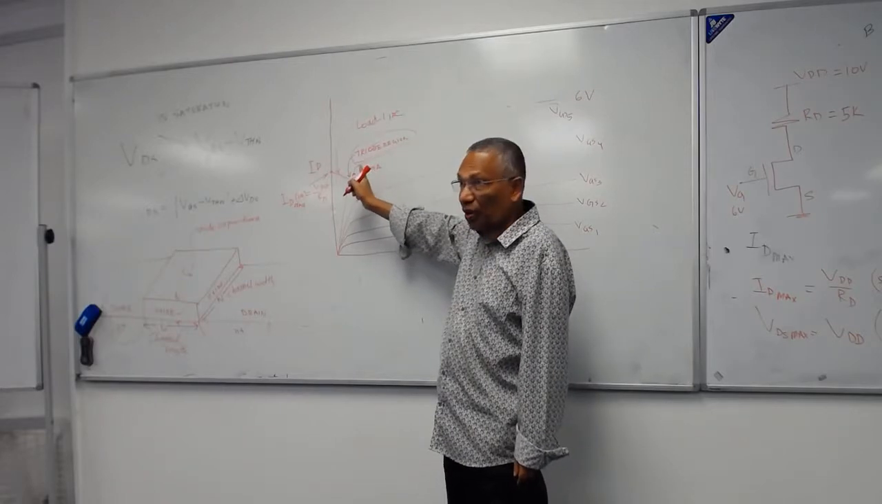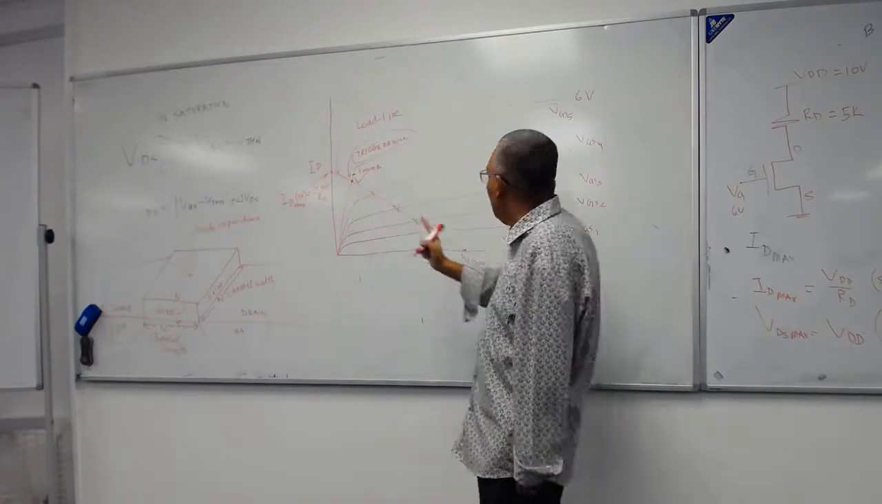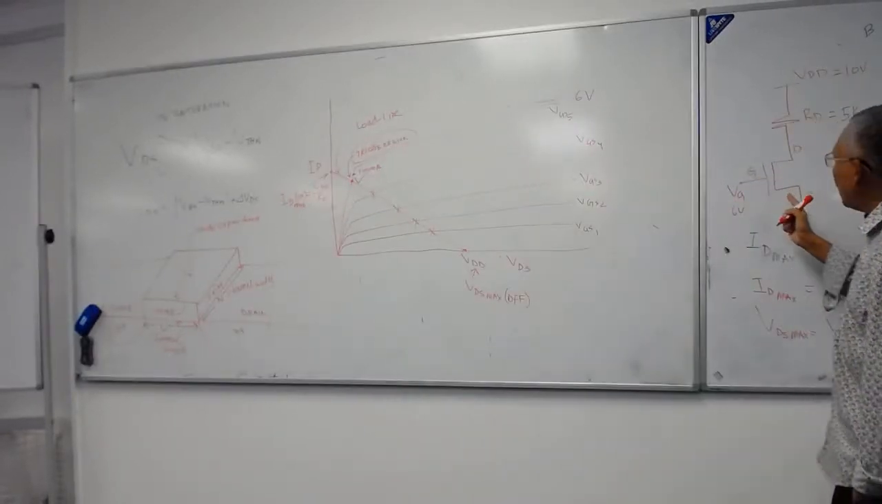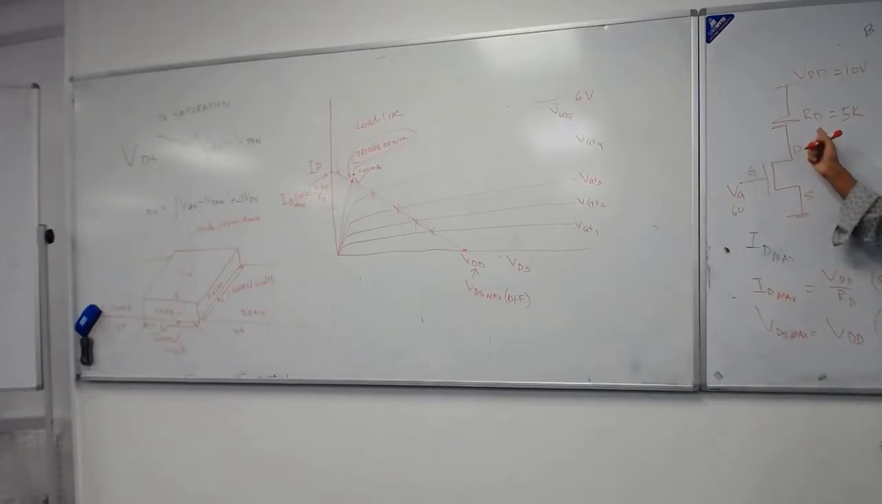Now you have to use this transistor as a switch in this circuit, and you have to determine what resistance you're going to use, or if the resistance is fixed, what voltage you're going to use. Or can you use this transistor at all in this circuit or not? You have to determine.